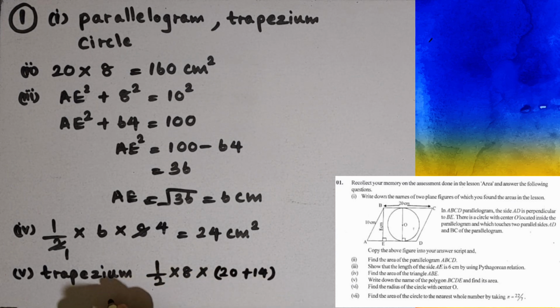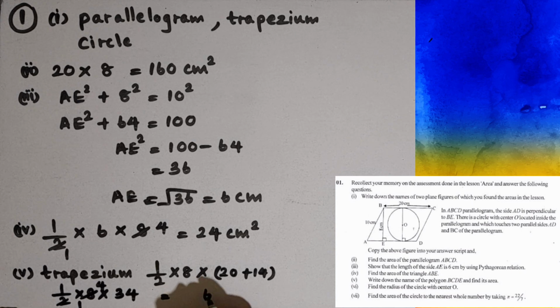Then I can write here half multiplied by 8 multiplied by 34. 2 times 1, 2 times 4. So area equal to 4 times 4 is 16. 1 is remaining. 4 times 3, 12 plus 1 is 13. Then 136 square centimeters is the area.